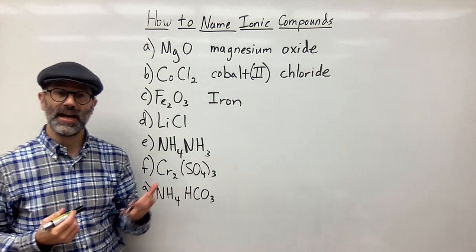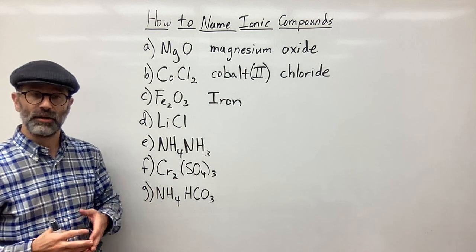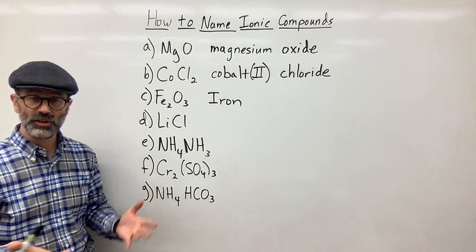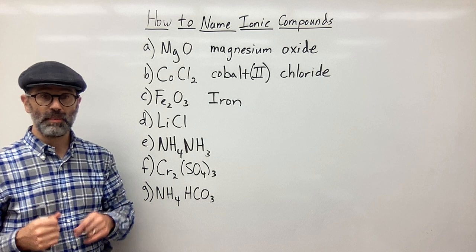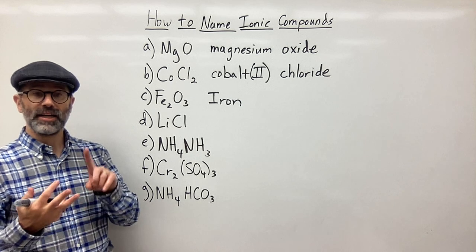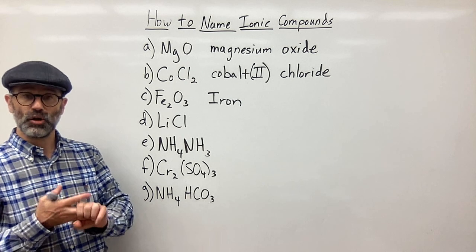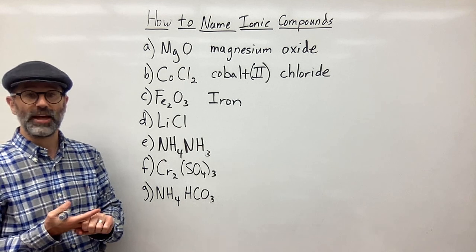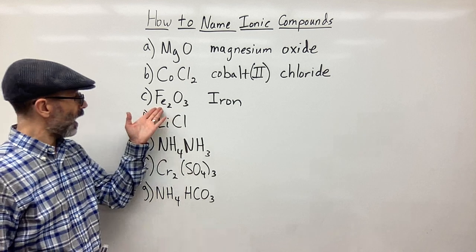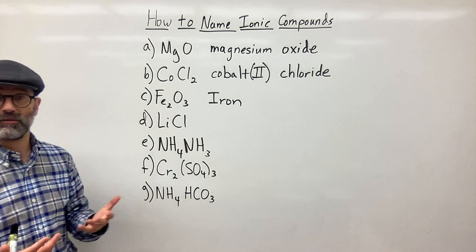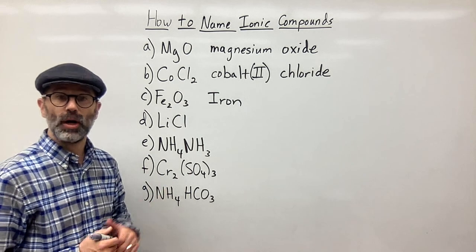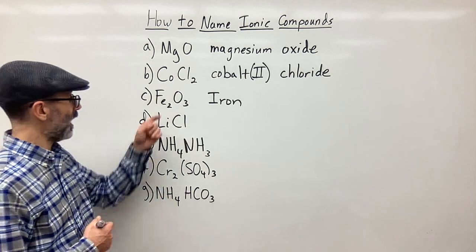And once again, iron is a transition element, therefore it's going to have multiple charges. It's not one of those exceptions. Remember, silver and cadmium and zinc are exceptions. Those will not have Roman numerals because they only have one charge. Iron has multiple charges, so it's going to have a Roman numeral. But we need to figure out what the charge is on the iron.